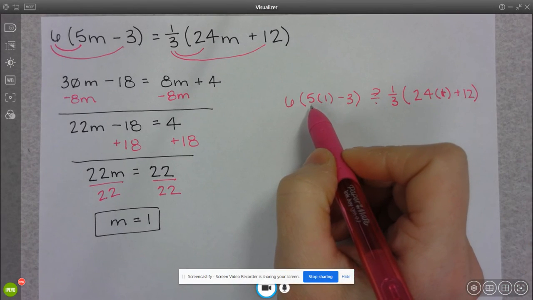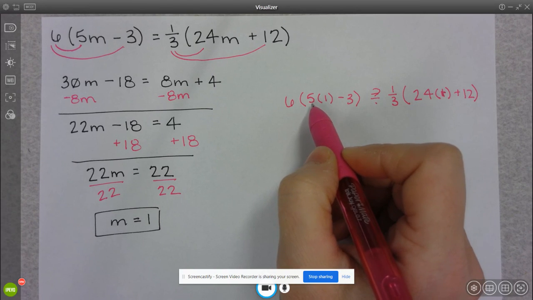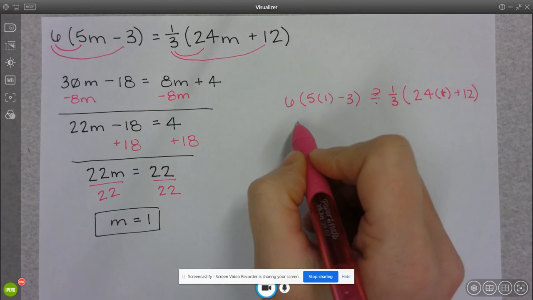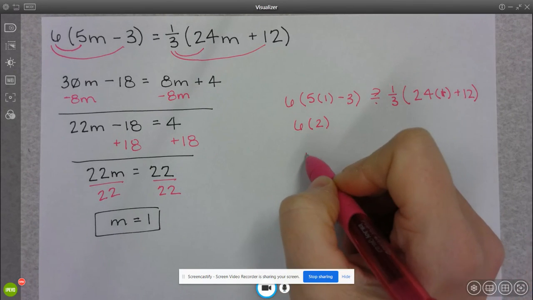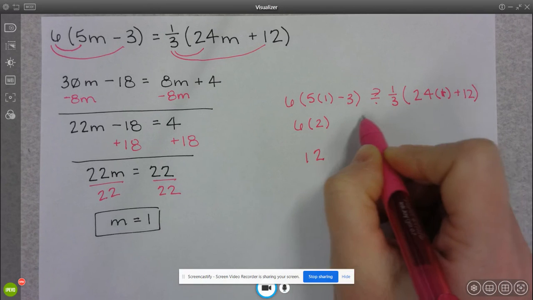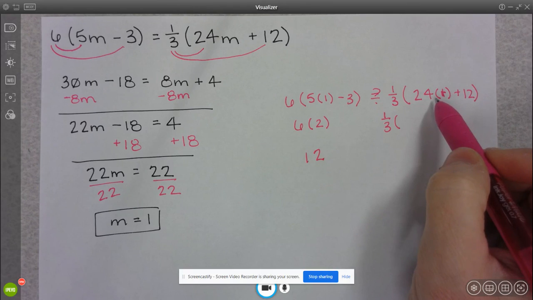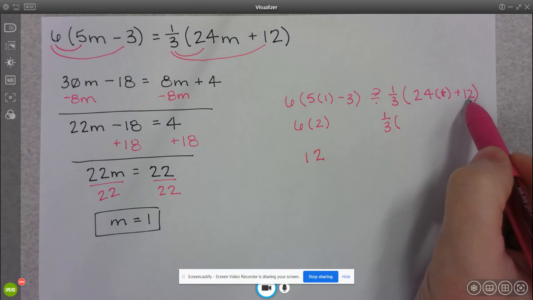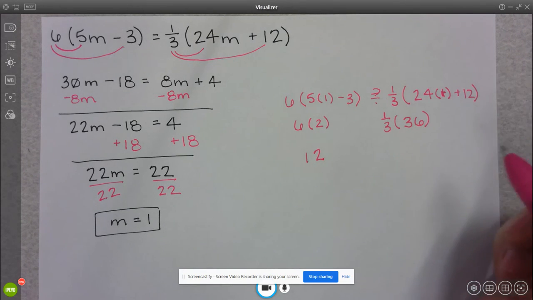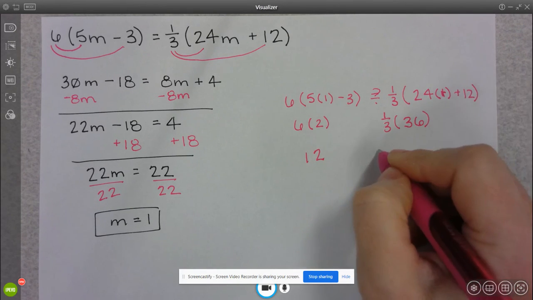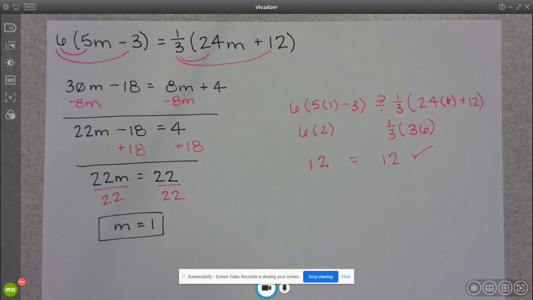Well, let's see. 5 times 1 is 5, minus 3 is 2. So 6 times 2, which gives me 12. And then I've got 1/3 of 24 times 1, which is 24, plus 12 makes 36. So I'm doing 36 divided by 3, which is also 12, so it checks.